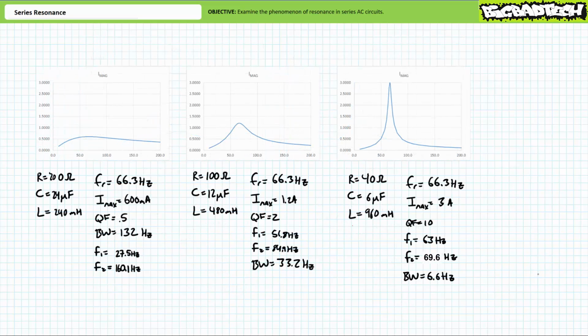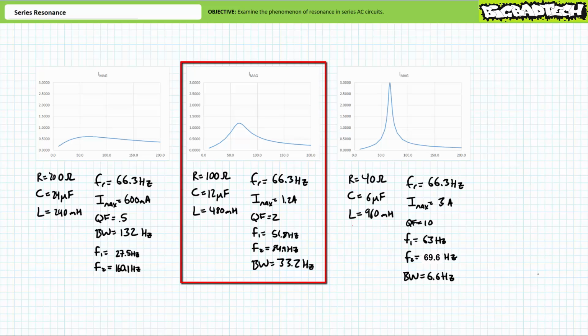To reiterate this concept, consider these 3 plots of source current as a function of frequency for 3 different circuits. The one in the middle is our original series AC circuit, consisting of a 100 ohm resistor, a 12 microfarad capacitor, and a 480 millihenry inductor. At the resonant condition of 66.3 Hz, current peaks at 1.2 amps. It has a quality factor of 2, an asymmetric bandwidth of 33.2 Hz between 51.8 Hz and 84.9 Hz. At resonance, we observe voltage across the reactive elements to be 2 times the source voltage.